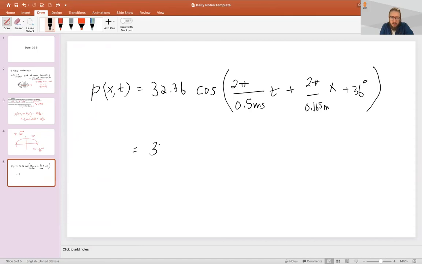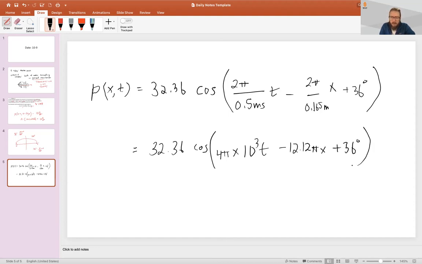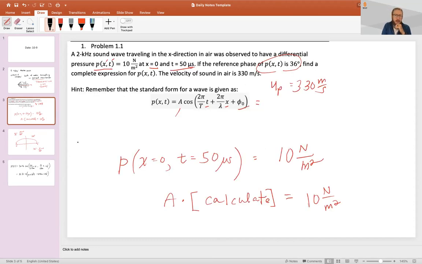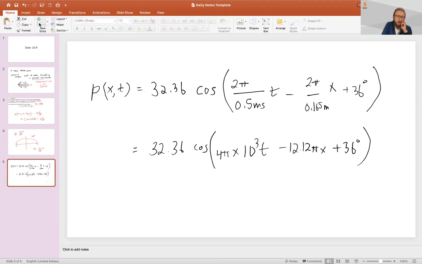I think too, let's see, if I convert this, what I get is this: 4π × 10³ t. It's going to be minus 12.12 pi. Right. So, yeah, minus. Oops, this should have been minus. Okay. All right. So, that is the answer that I got. So any questions on this problem?